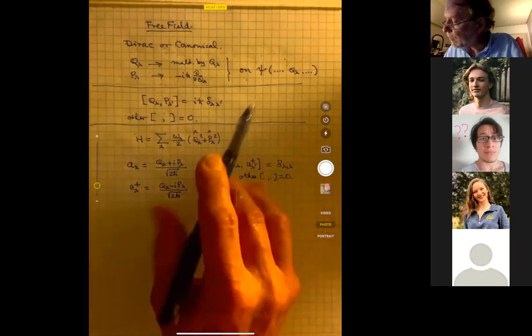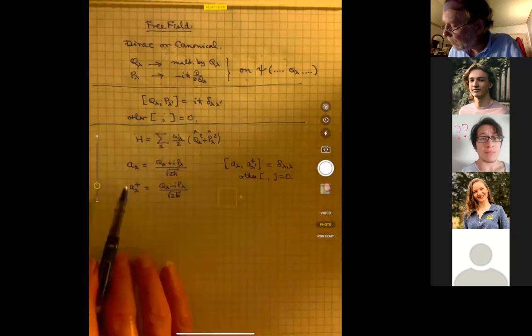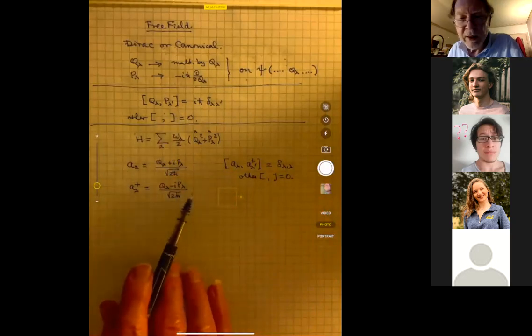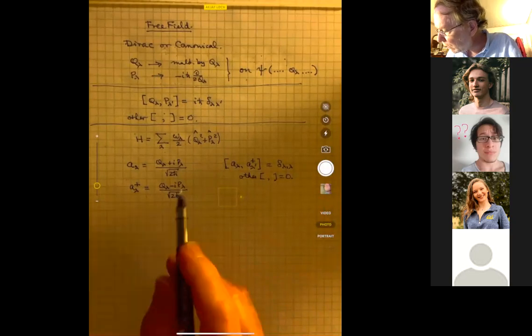This follows from the commutation relations for the Q's and the P's up above, and the definitions of the A's and A daggers in terms of Q's and the P's. And that's in fact just like the harmonic oscillator stuff we did last semester. So there's really nothing new about that.